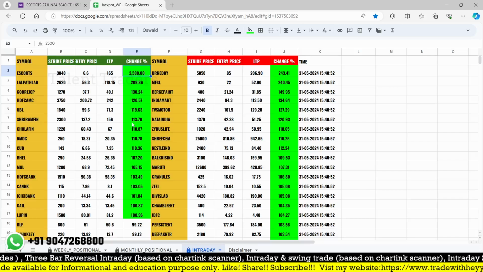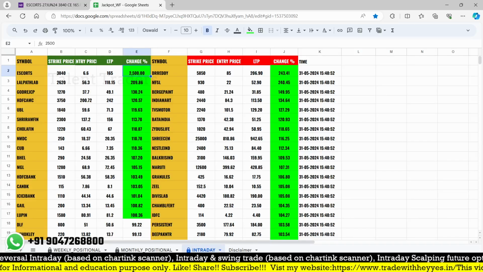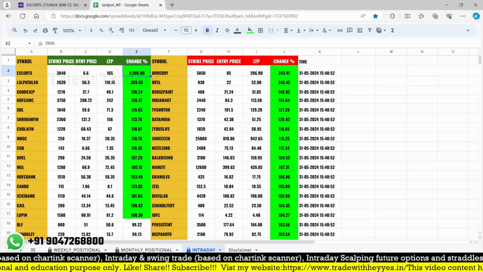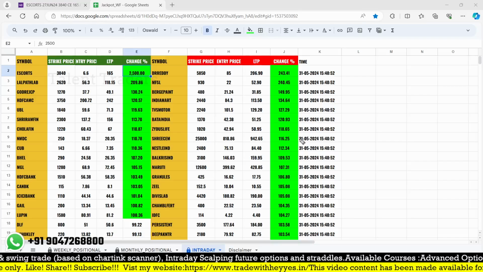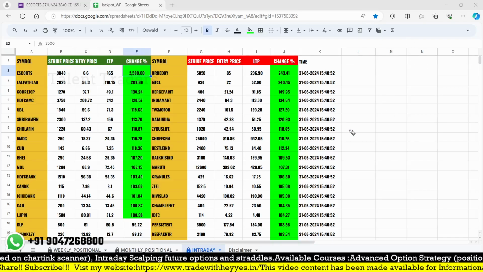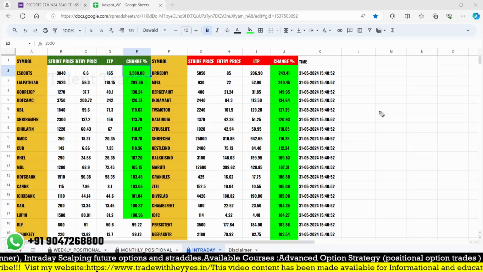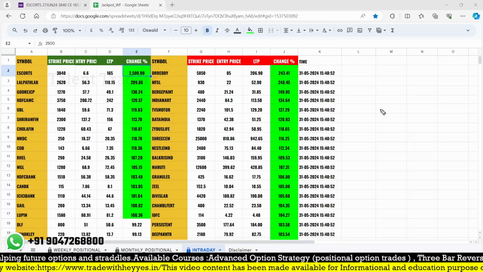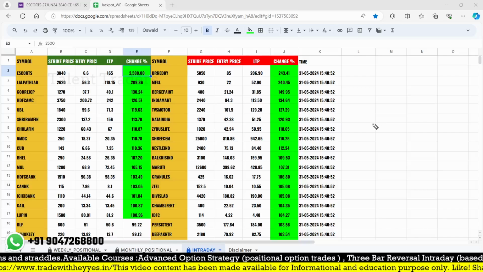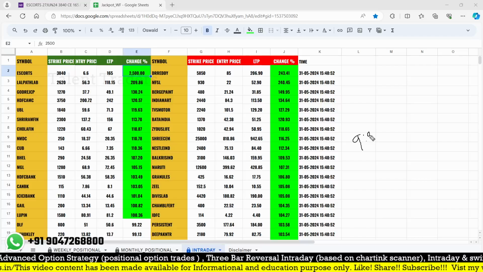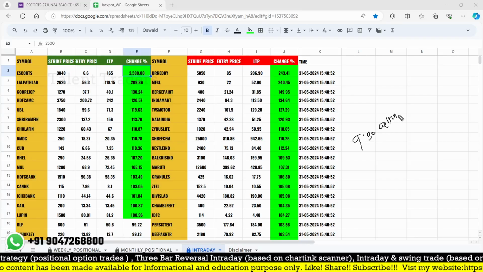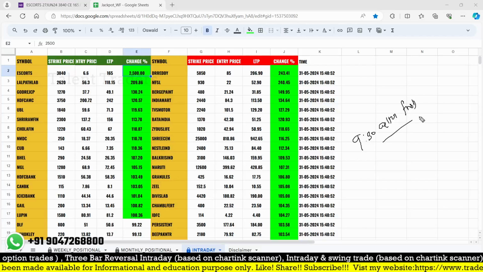Before taking a trade, you should check whether the option is liquid or not, whether it has good volume or not. That is the simple condition I use to find stocks based on our Google Sheet. Today I was not tracking any, so that's why I was not making any shorts videos also, because I was not available today. I just use this condition: after 9:30 I look for a fresh breakout based on the Google Sheet.